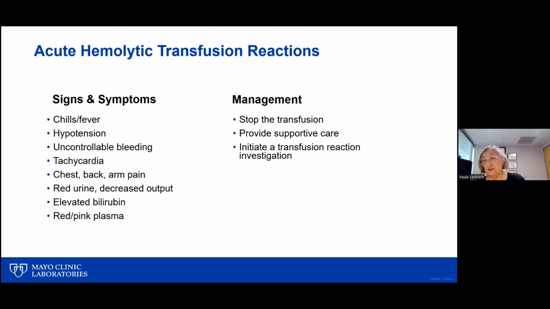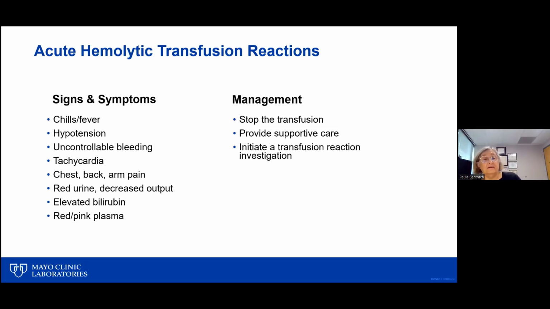You might see red urine as a result and poor urine output, an elevated bilirubin, and red or pink plasma when you spin down a sample and take a look at that plasma. So those are the signs and symptoms. And again, people usually react fairly quickly to an ABO incompatible transfusion. The management immediately is to stop the transfusion, provide supportive care, and to initiate a transfusion reaction investigation.